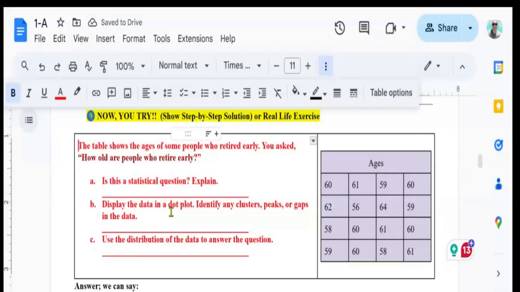Display the data in a dot plot. Identify cluster, peaks, or gaps in the data. Can you do this graph? Yalla, do it. I will stop the recording for a few minutes and then we come back to it.